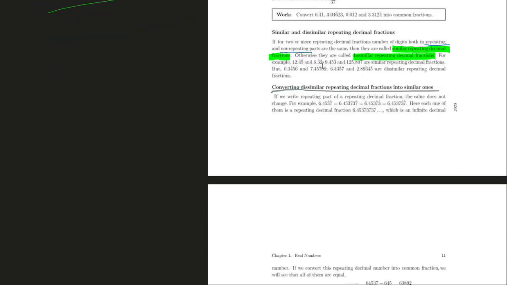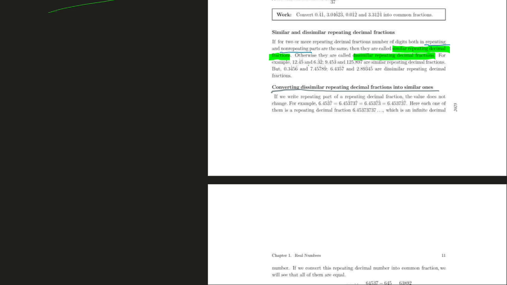Okay, here is a bit of definition discussion: similar and dissimilar repeating decimal fractions. What they're saying is that if, for 2 or more repeating decimal fractions, the number of digits in both the repeating and non-repeating parts are the same, they are called similar repeating decimal fractions. Otherwise they're called dissimilar repeating decimal fractions.